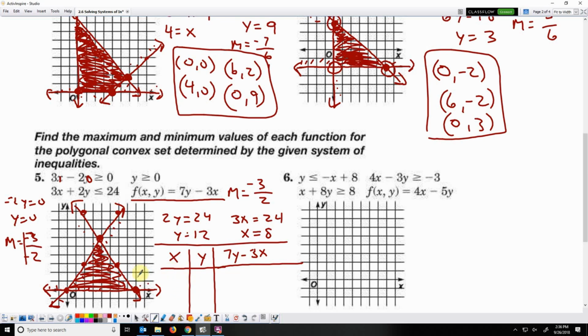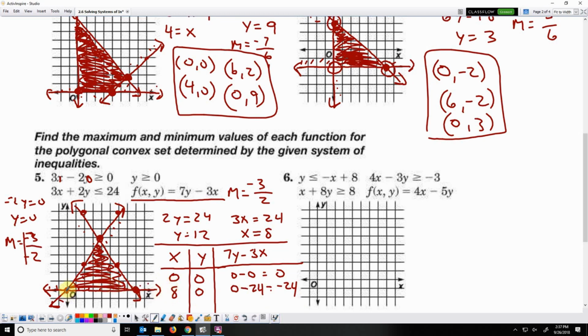Okay, so first I've got the coordinates here, 0, 0. So that's 7 times 0 minus 3 times 0. That is 0 minus 0, which is 0. Okay, then I've got 8, 0. So I've got 7 times 0 minus 3 times 8, which is negative 24.